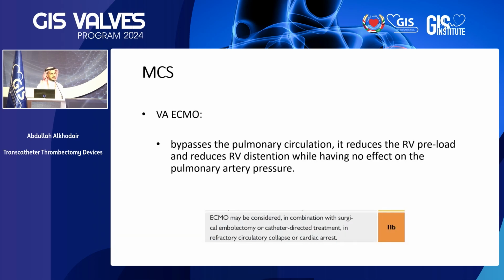So finally, mechanical circulatory support can be an option in certain patients with acute hemodynamic compromise, and it's been shown to be helpful in those settings, and it carries a Class 2B indication in the guidelines, may be considered in combination with surgical or catheter-directed treatment in refractory circulatory collapse or cardiac arrest.